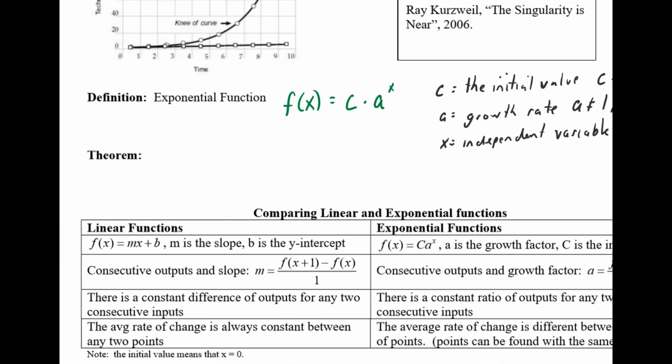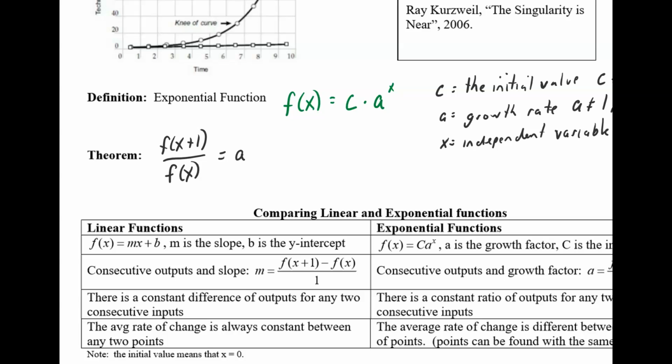Now the theorem I'm going to show you is a definition for how to find a. a is the growth rate. It goes side by side with the slope for a linear function. We have a formula for the slope, and this is going to be the formula for the growth rate. Basically it's f of x plus 1 divided by f of x. That means that we're talking about consecutive inputs. So if one of the inputs is x, the next input would be x plus 1. These are consecutive inputs, and this will equal the growth factor.